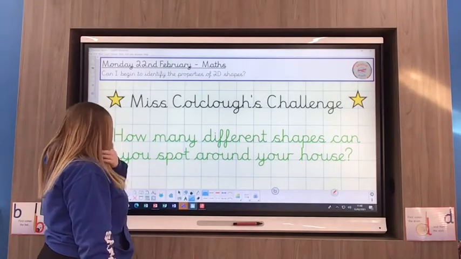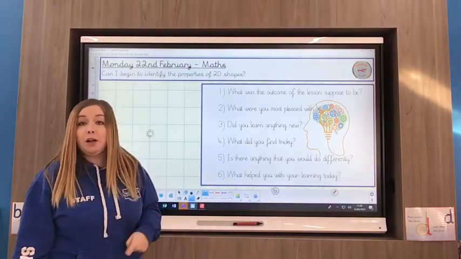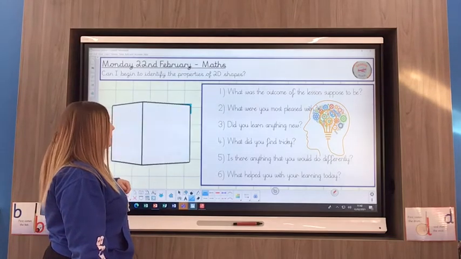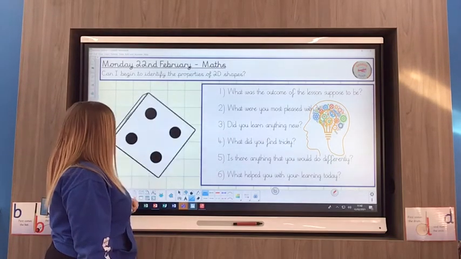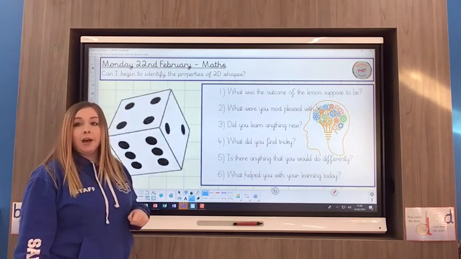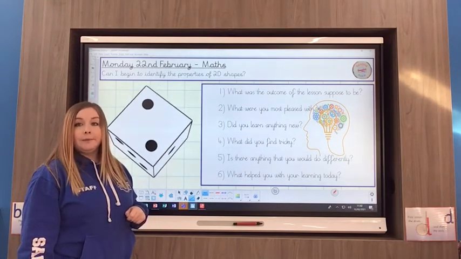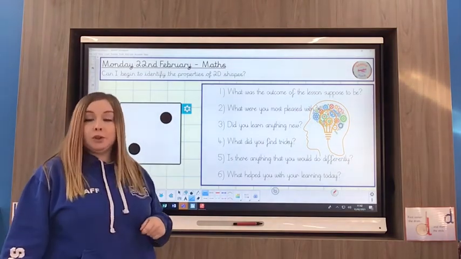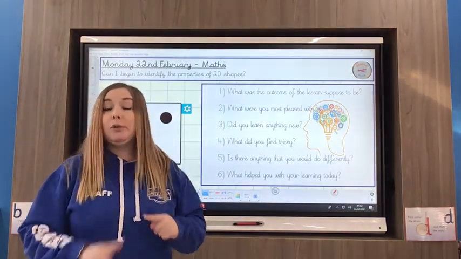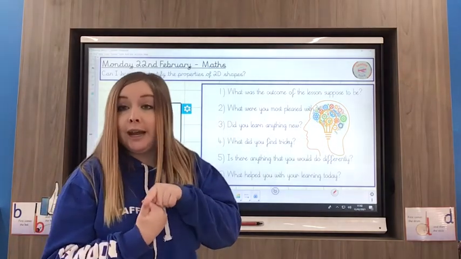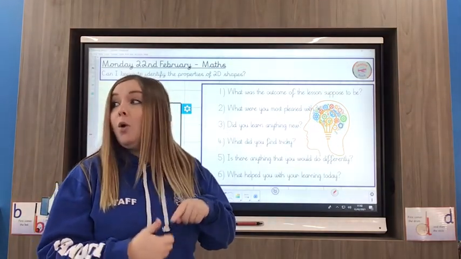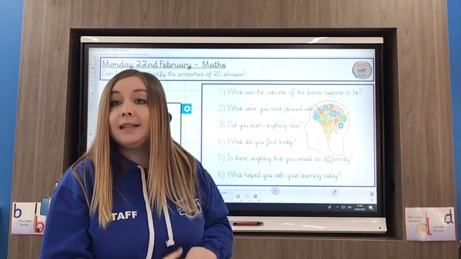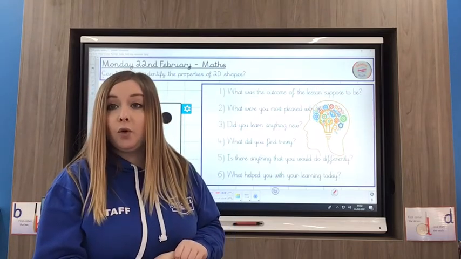And then let's finish by rolling our dice. So we can have a little think about our learning today. What number will we land on? Number 2. What were you most pleased with today? So it could be that you already knew the names of those 2D shapes, or that you managed to find lots in your shape hunt. Don't forget to take a picture and send it to the Year 4 email address.